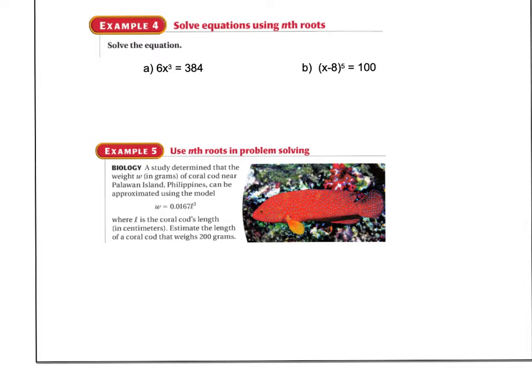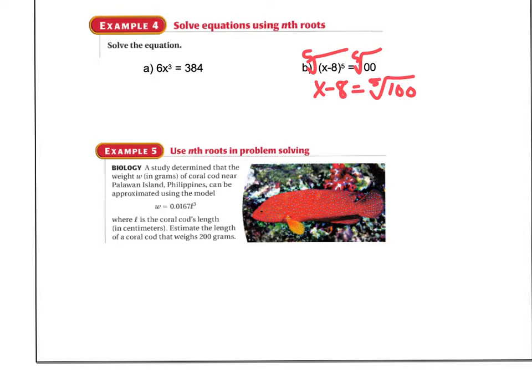Moving over to letter B, we have trapped inside the parentheses this quantity, x minus 8, to the power of 5. So we can't do anything until we undo that 5th power. So we undo a 5th power by taking a 5th root, both sides. And then rewriting that we now have x minus 8 freed, and we are left with the 5th root of 100 on the right side.